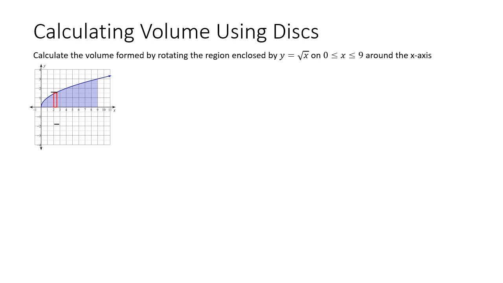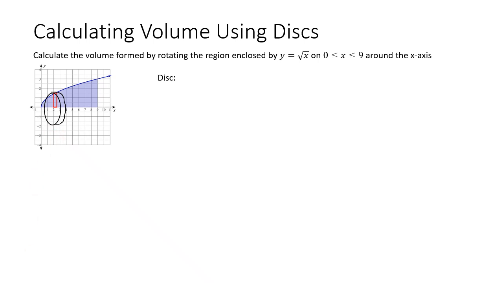So an example of finding the volume of a solid of revolution is when we're rotating the region formed by y equals square root of x from 0 to 9 around the x-axis. If we rotate this around, it will create cylinders which have a thickness of dx. Because if we look at this, we have the thickness being right here along the x-axis, which is dx.